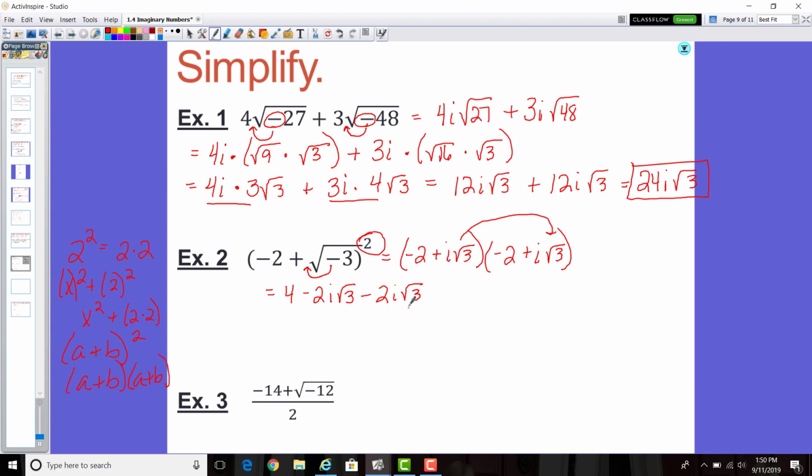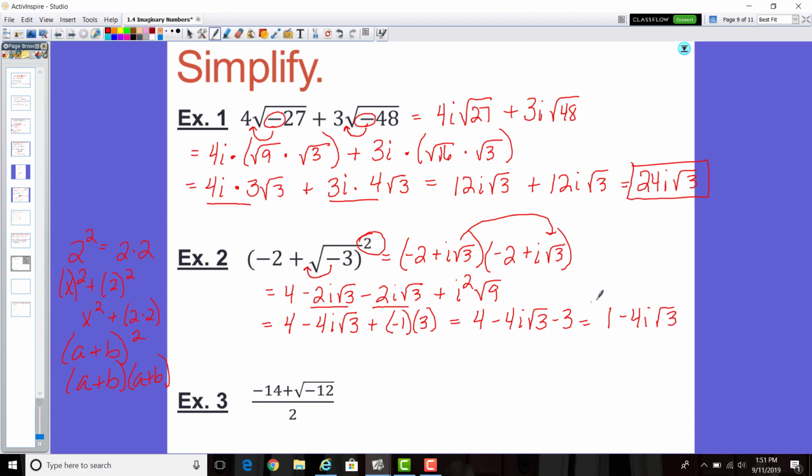And my last terms, i radical 3 times i radical 3. We multiply the i's and we get i squared. We multiply the radicals and we get the radical 9. And then we can simplify. Radical 3's that are being added and subtracted in the middle gives me negative 4i radical 3, plus i squared is negative 1 times radical 9, which is 3. We get 4 minus 4i radical 3 minus 3, which simplifies to 1 minus 4i radical 3.